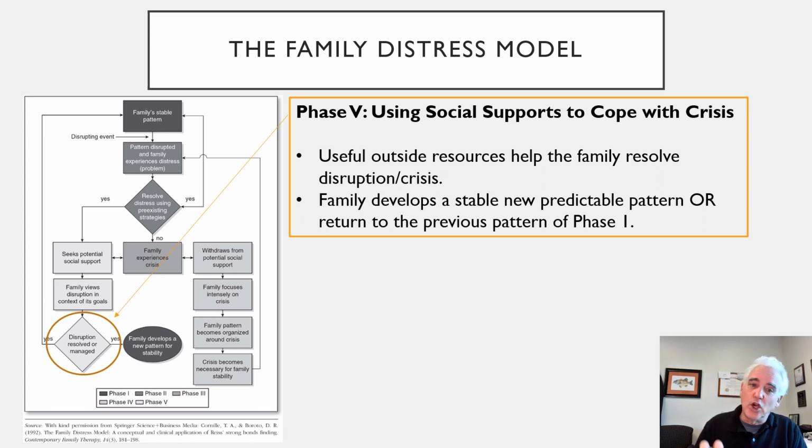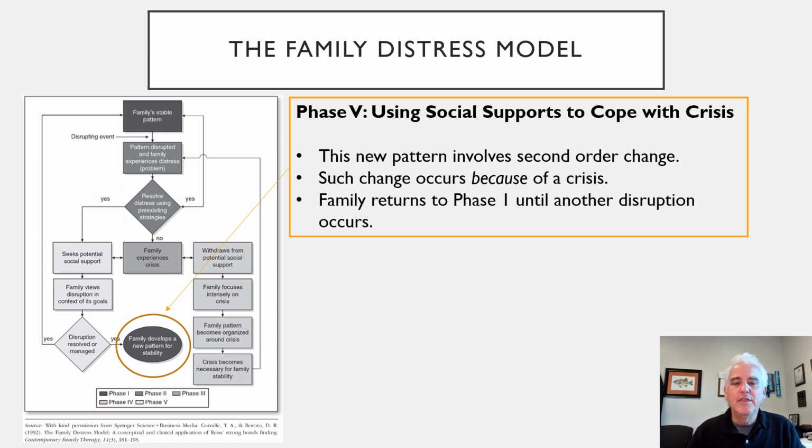Or they could go all the way back to their previous pattern of phase one, which may or may not work when the next crisis comes. All told, we're really trying to help them change. So let's move to the final slide of the family stress model, or family distress model. This new pattern involves second order change, which means they can't just change in little ways temporarily, but really have to bring about some structural changes to their family to move forward in the future.